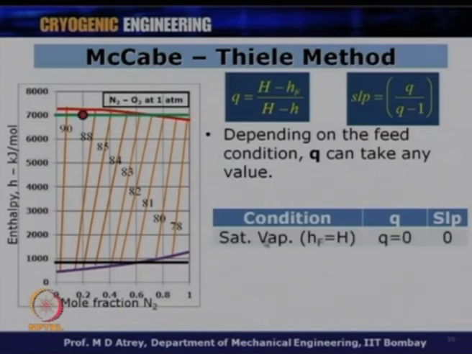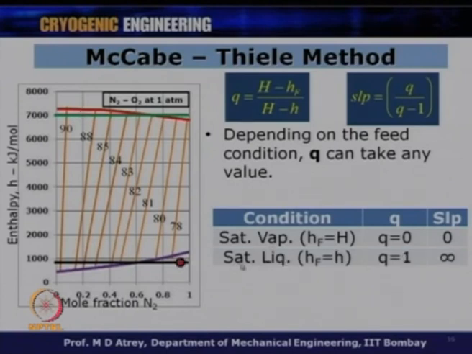The first condition is the feed coming in as saturated vapor. In this case, hf is going to be capital H, and any point on this line is going to define the saturated vapor condition. If I put hf equal to capital H over here, I get q equal to 0, and if I put q equal to 0 in this line, I get slope equal to 0. The slope of the q line, the slope of the feed line, is going to be 0, which means it is parallel to the x axis if I plot it graphically.